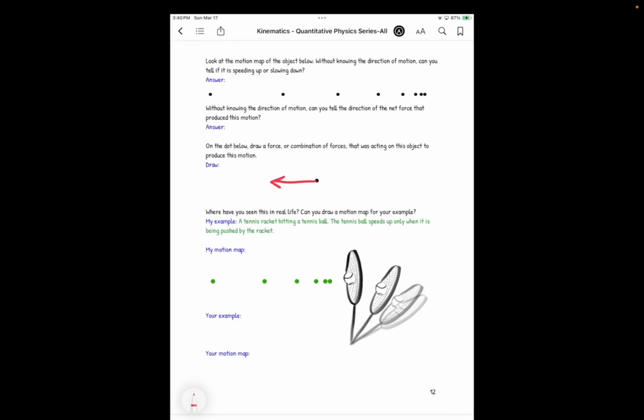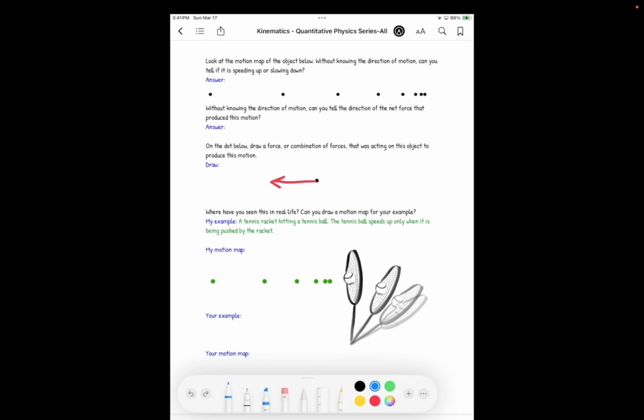So if the object was moving to the left and speeding up, the direction of force would have been to the left. What if this object was moving to the right and slowing down? What would be the direction of force? Also to the left. Does that make sense, what we just said?